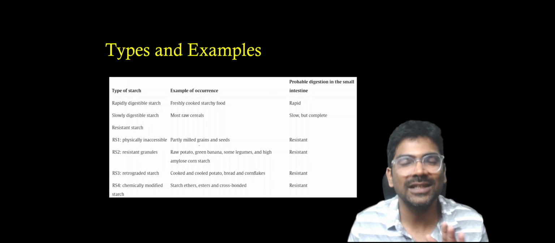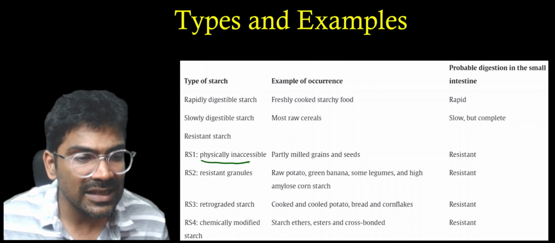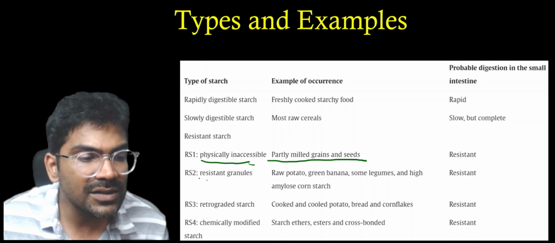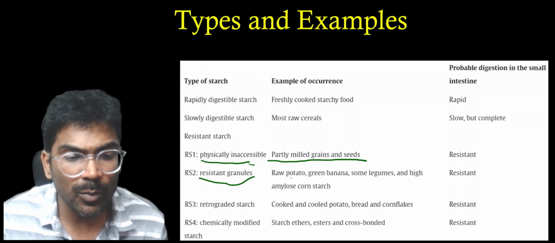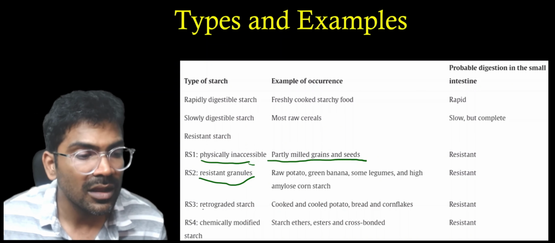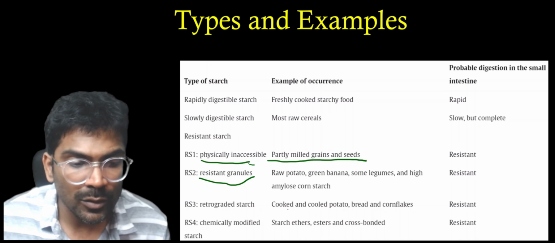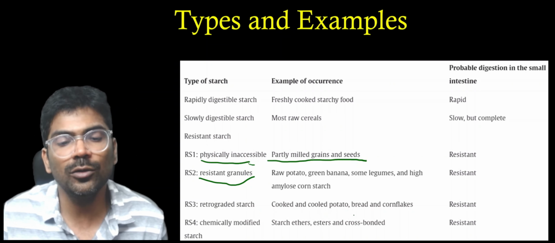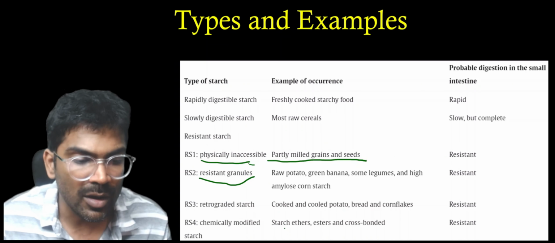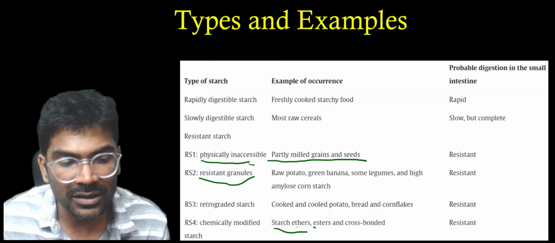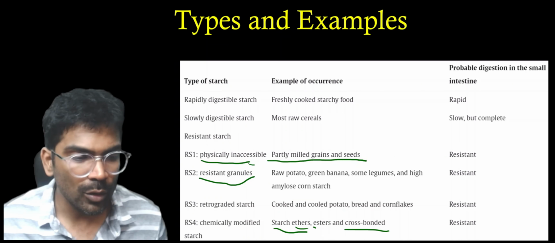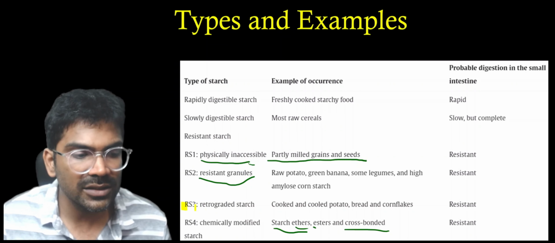There are four types of resistant starch. Physically inaccessible resistant starch is present in partly milled grains and seeds. Resistant granules of starch are present in raw potato, green banana, some legumes, and high amylose cornstarch. Retrograded starch is present in cooked and cooled potato, bread, and cornflakes. Chemically modified starch, as the name suggests, is chemically modified. Starch esters, starch ethers, and cross-bonded starch are examples of this. Out of these four, retrograded starch is very, very interesting.